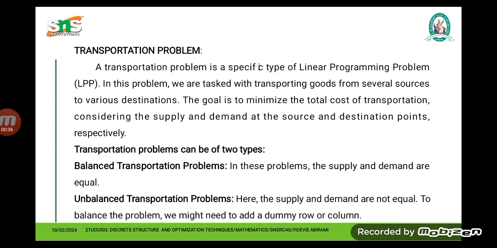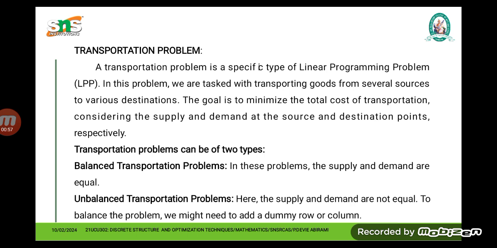Transportation problem is further divided into two types: balanced transportation problem and unbalanced transportation problem. Balanced transportation problem means the supply and the demand values should be equal. If it is not equal, then the transportation problem is said to be an unbalanced transportation problem.